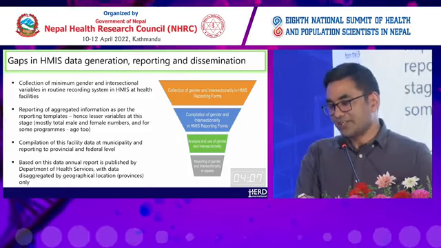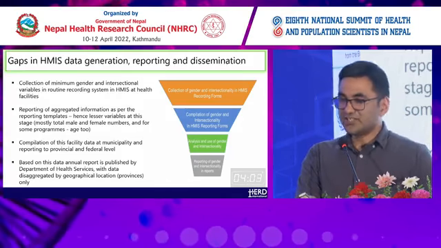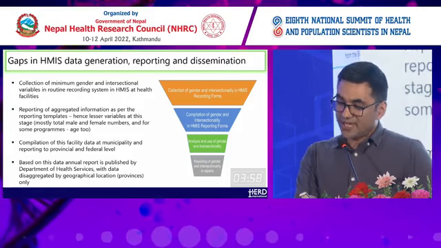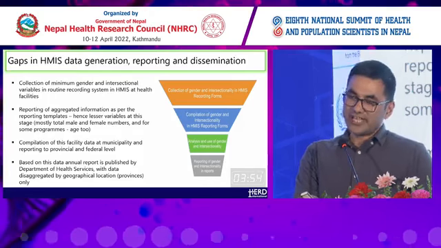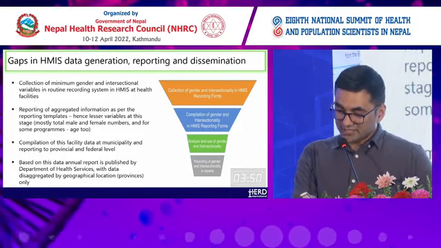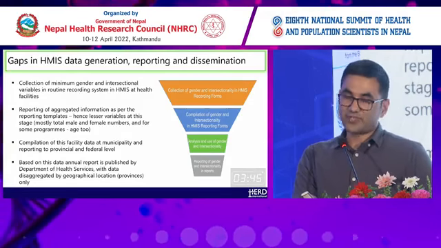For example, during the HMIS recording form, they record data on age as a social stratifier. But when the HMIS data is reported, they only report the aggregated data. So the social stratifiers are lost. They send the aggregated data to the municipality, province, and federal level.